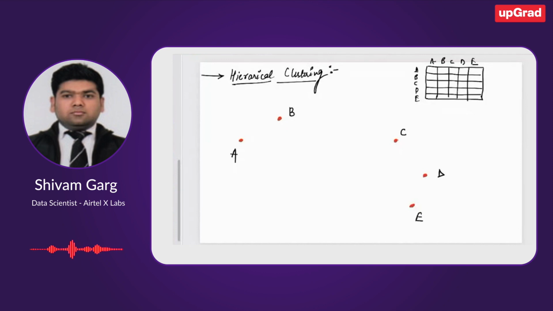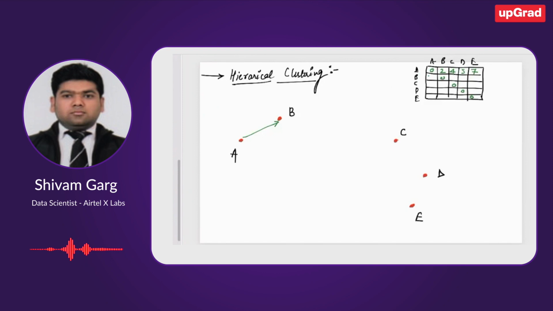Like this. A to A distance is 0. Diagonal will be 0. Agreed? Everyone will have 0 distance from the same data point. A to A is 0, B to B is 0, C to C is 0. Correct? Now I'll calculate, let's say, the distance of A and B. Let's say this is 2 units. Distance of A and C, let's say 4 units. A and D 5 units. A and E, let's say 7 units.